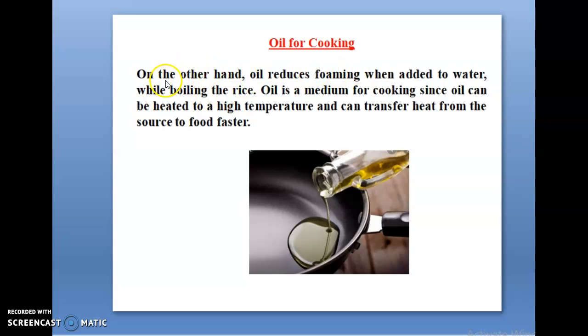Oil is used for cooking. On the other hand, oil reduces foaming when added to water. While boiling the rice, oil is a medium for cooking since oil can be heated to a high temperature and can transfer heat from the source to the food faster. That is the main concept of adding oil.